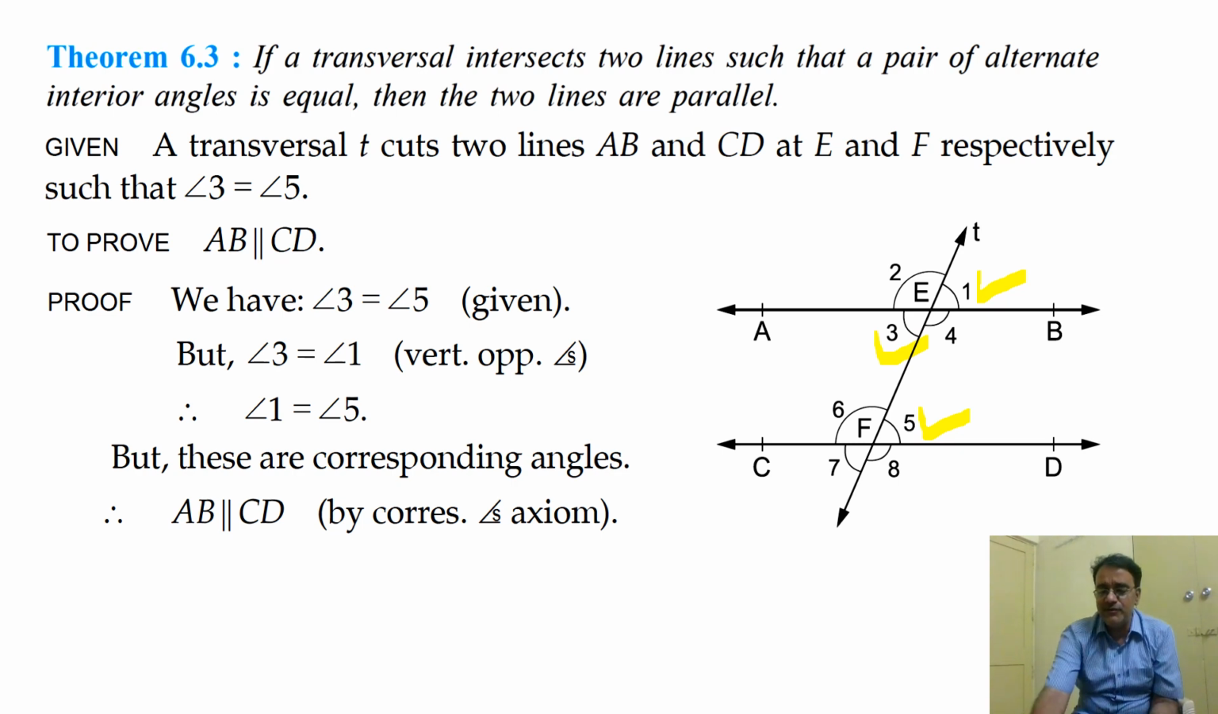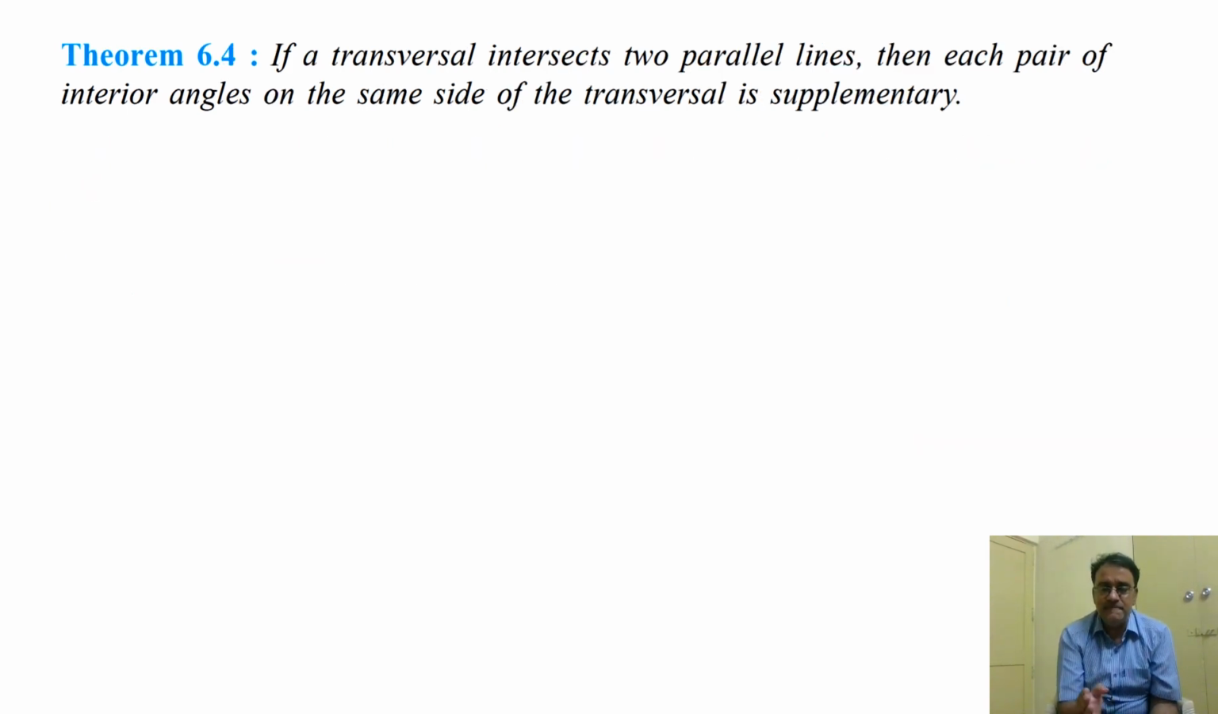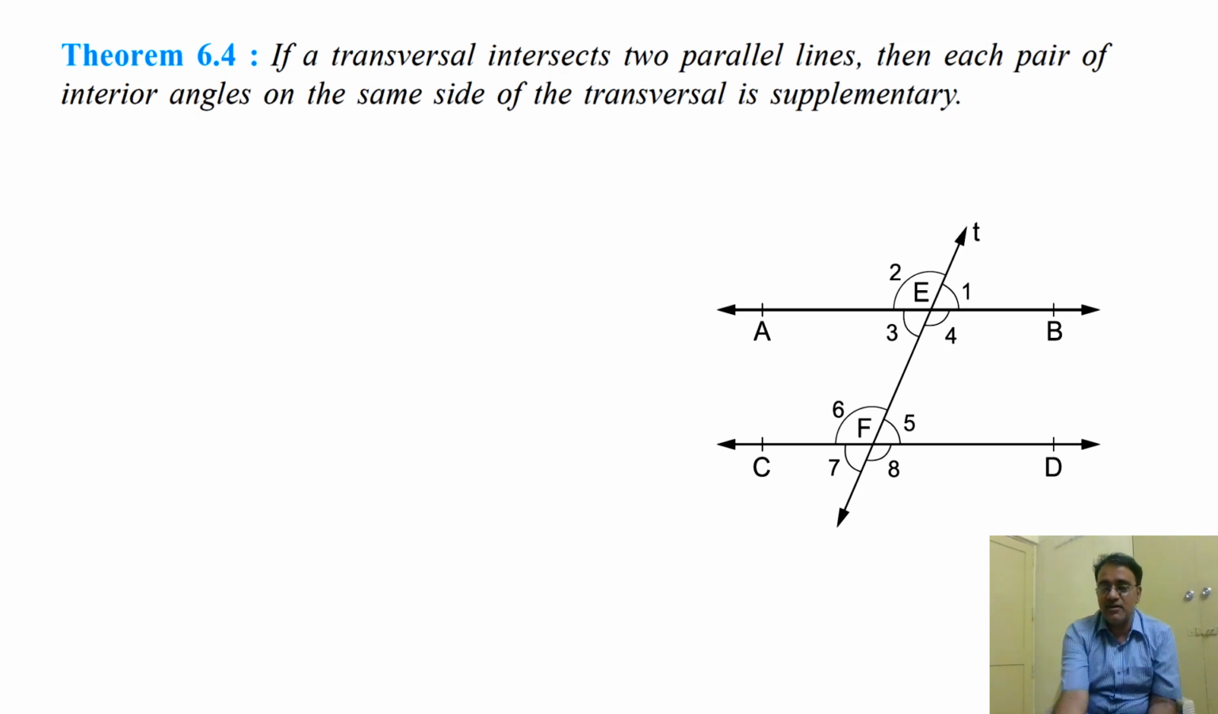Now we will move towards theorem number 6.4. If a transversal intersects two parallel lines, then each pair of interior angles on the same side of the transversal is supplementary. Okay. So सबसे पहले फिगर ड्रॉ कर लेते हैं. So same given यहाँ पर भी रहेगा.